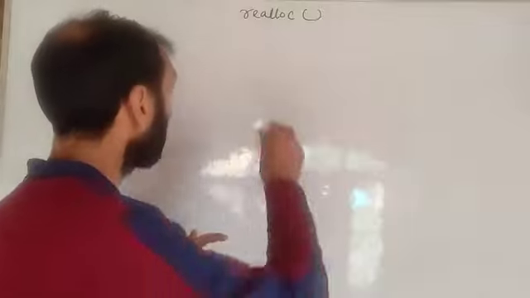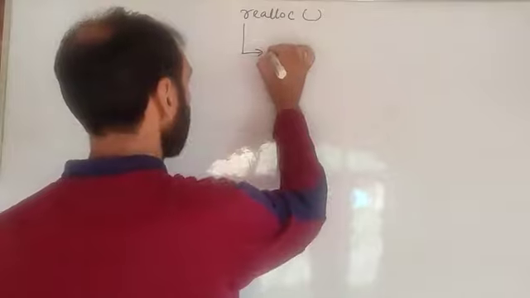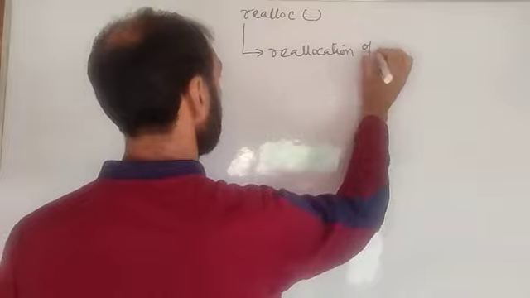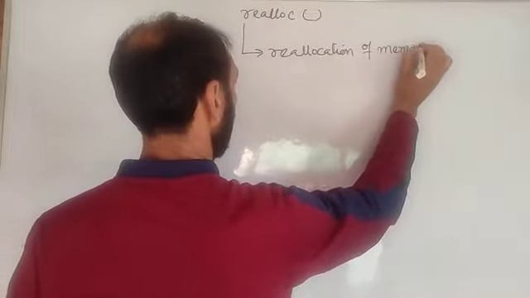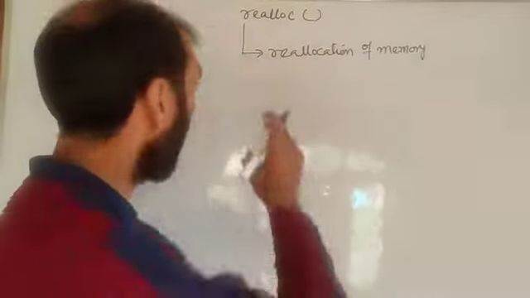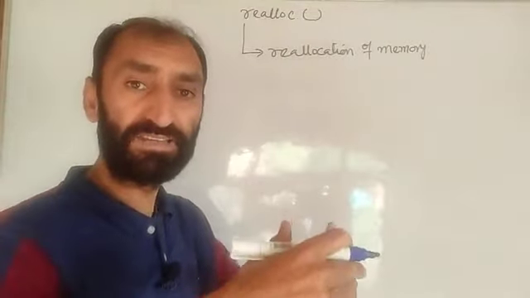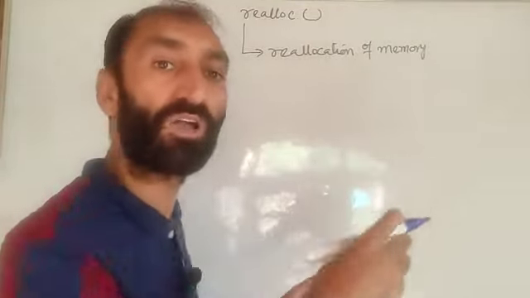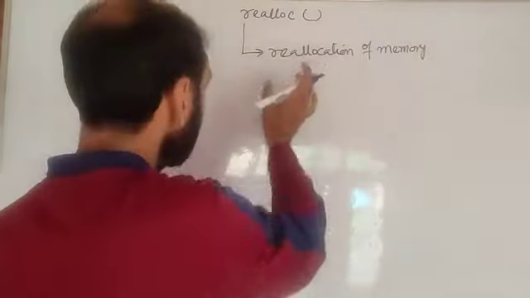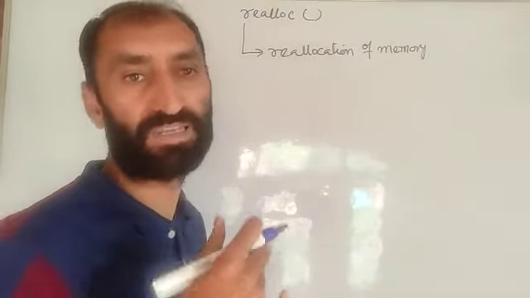First of all, the full form of realloc function is the reallocation of memory. This function is used to reallocate the memory which has previously been allocated by using the malloc or the calloc function. Or we can say the realloc function is used to reallocate the memory which has been allocated dynamically.